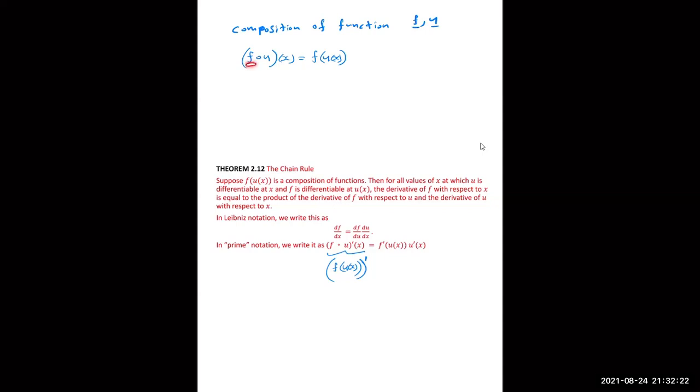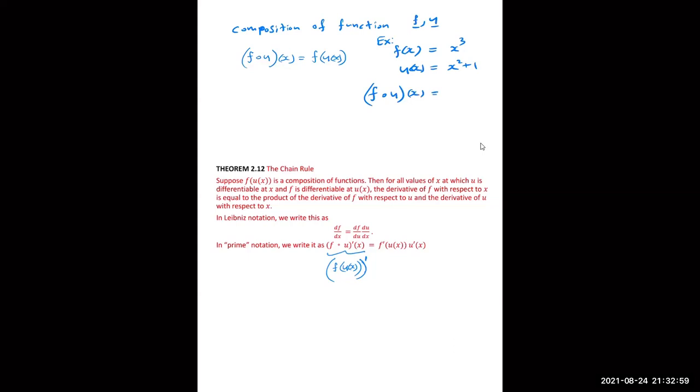The composition of f and u, f composition u, is denoted by, you write f and u, and in the middle you put an open circle like this. So that is what we mean by f composition u of x, it is defined by f of u of x. For example, let's say f of x is equal to x cubed, and u of x is equal to x squared plus 1. Then how do you calculate f composition u of x?